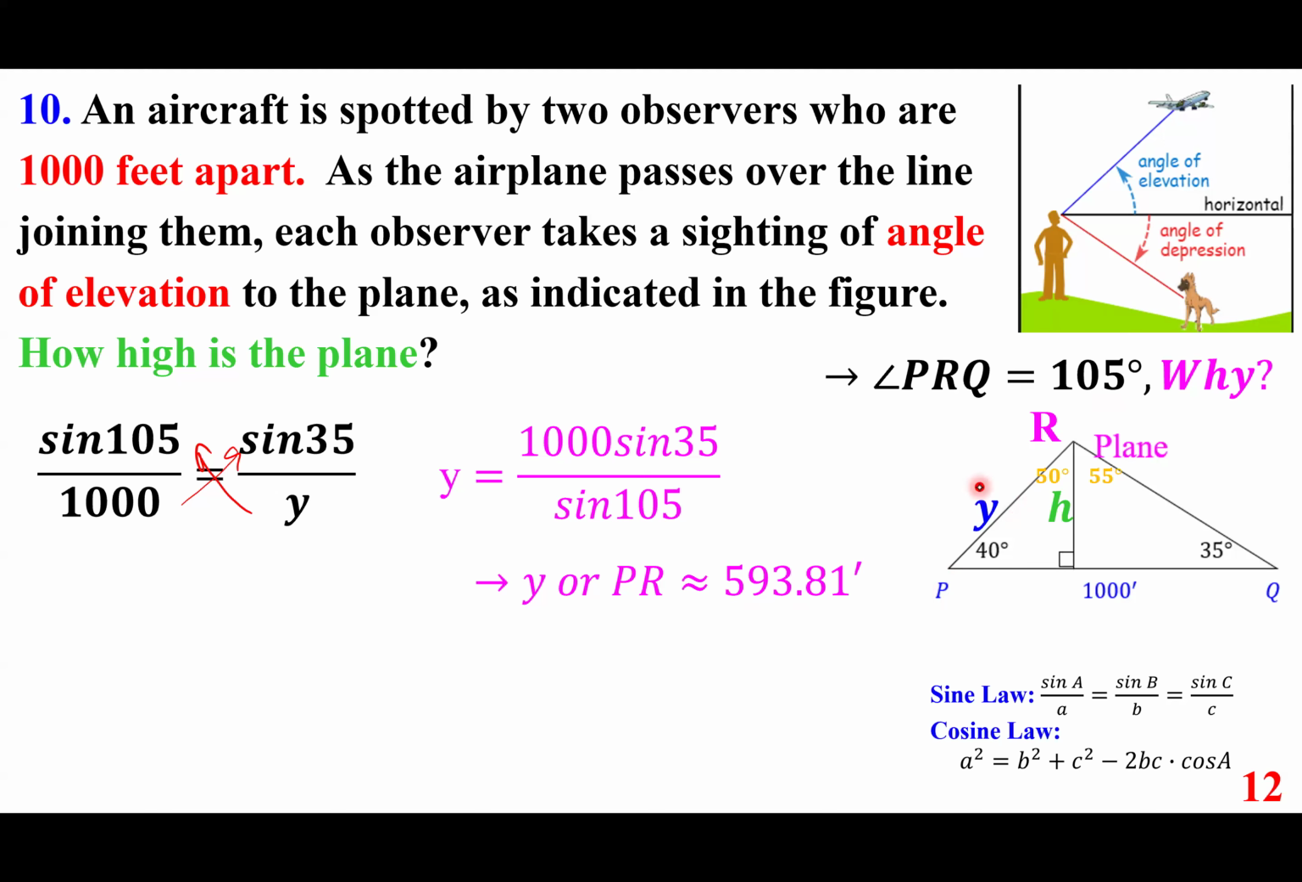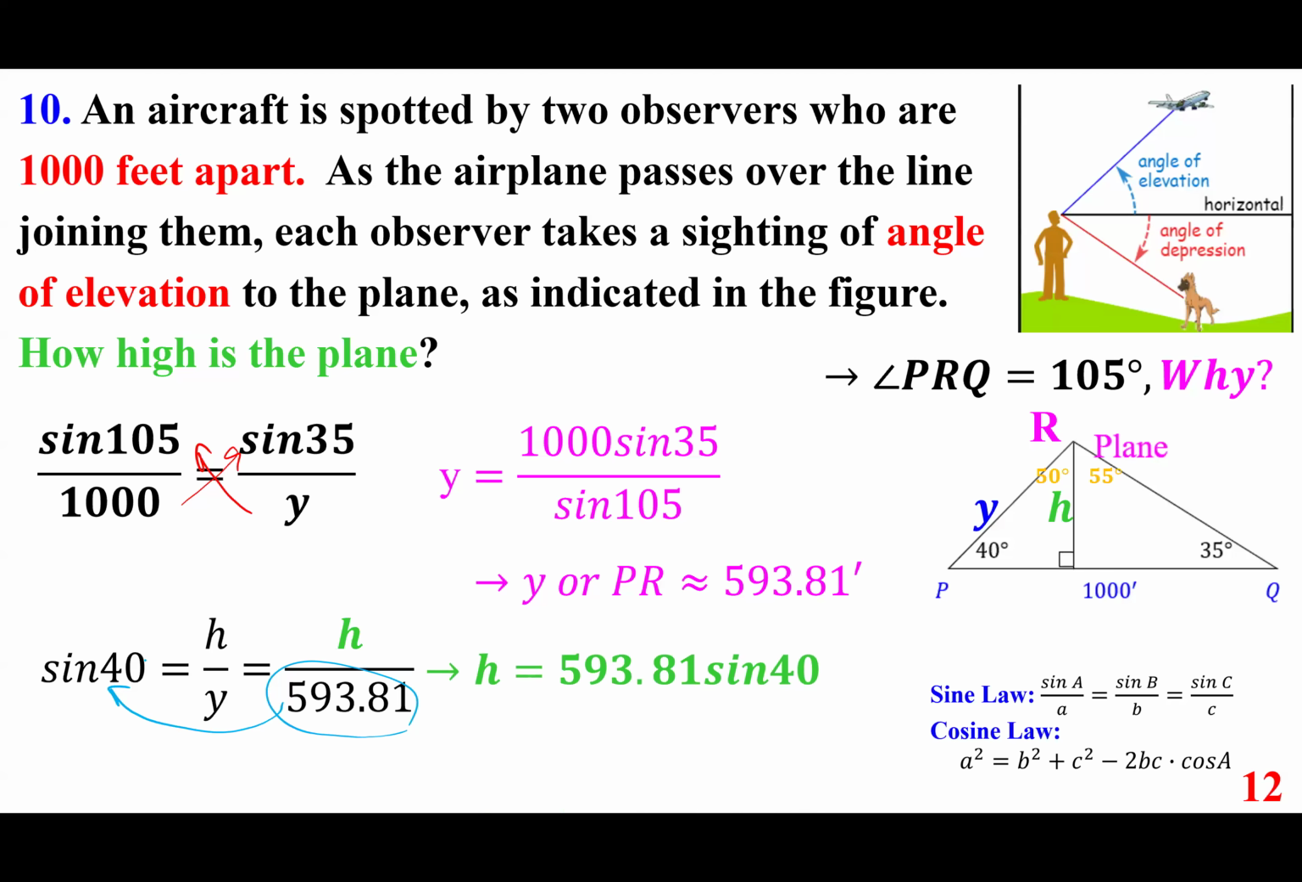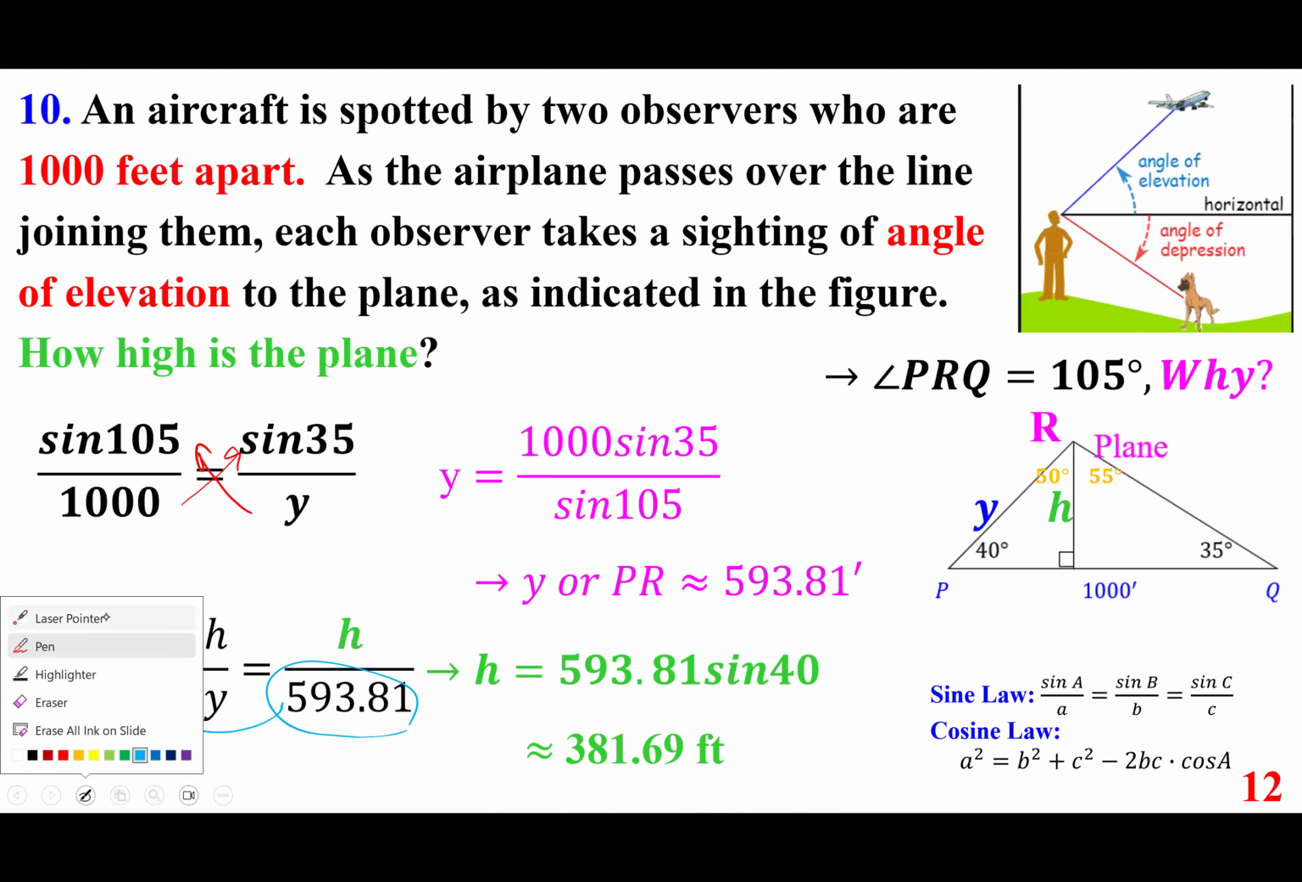So why did we find y? Because now sine of 40 is h over y. And since y is known, h is this times sine of 40, that you get from the calculator, which gives us the answer of 381.69, almost 382 feet.